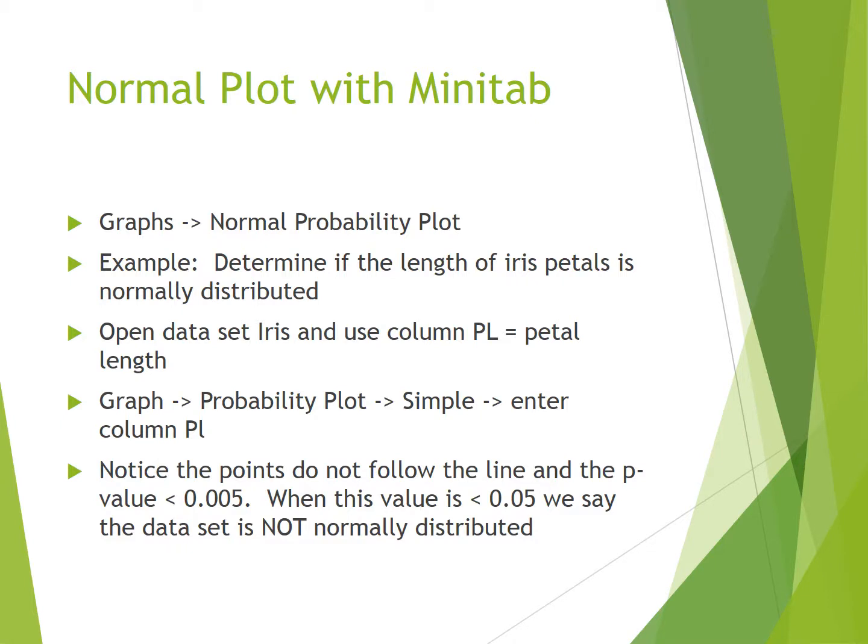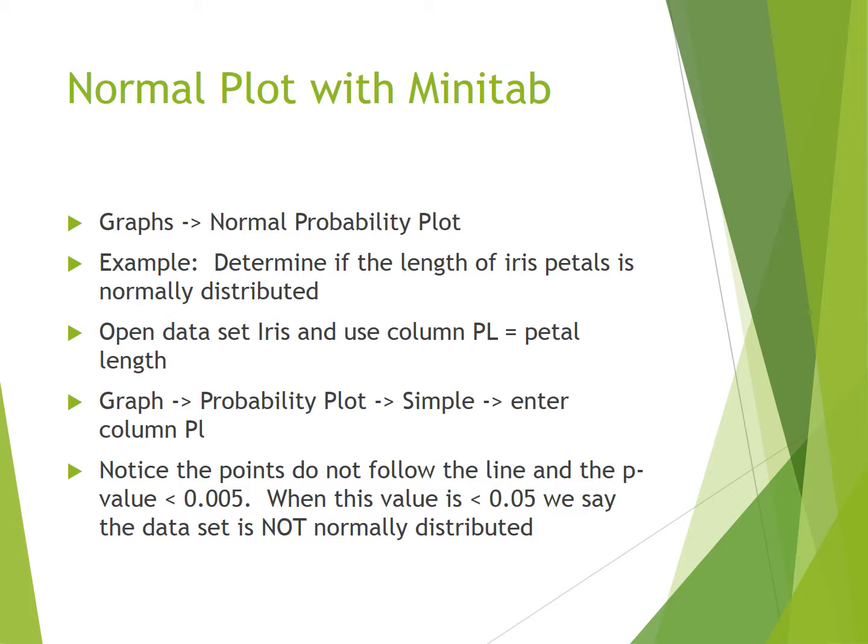Plot. So let's look at the example in the data set, the Minitab data set. I have this either on the portal under Minitab datasets called irises, or you can find them at www.triolastat.com, and you can download all these datasets yourself and download them as Minitab datasets. So you open the dataset iris and you use the column PL for petal length. You go to Graph, Probability Plot, Simple, enter in the column PL, and then hit OK.